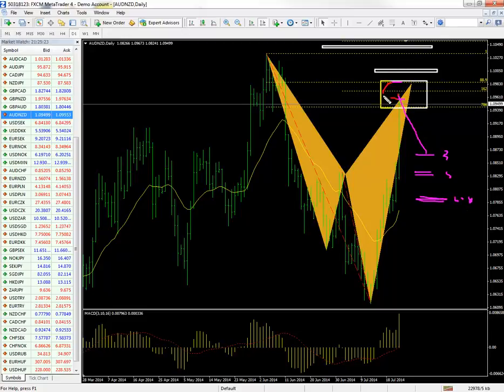So this would be a short zone, aggressive risk, conservative risk, and then you have your downside. So I like to look at these patterns where they start to line up. You have your X, A, B, C, D.